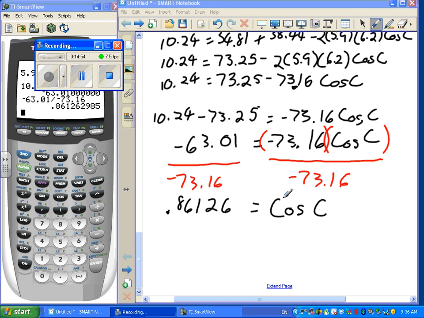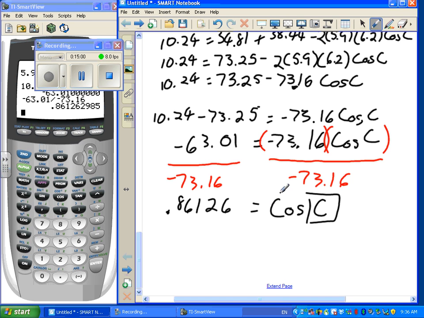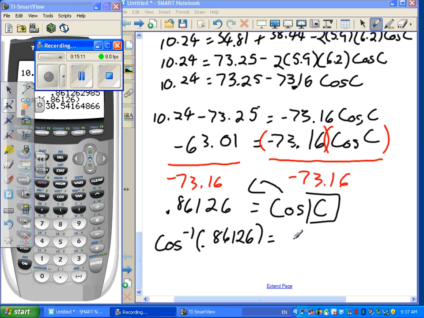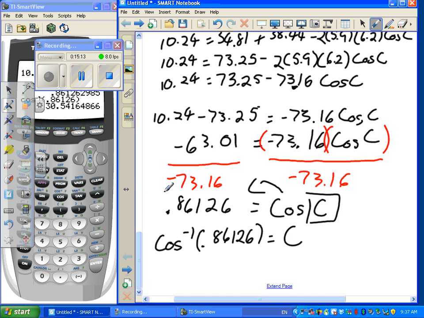Okay, so I've solved for my left side. I'm left with cosine C on the other. I still have to isolate for just this C. So when I bring cosine to the other side, it becomes cosine inverse of 0.8612 when I type it in my calculator. Okay, so C we discovered was equal to 30.54 degrees when we did our cosine inverse.